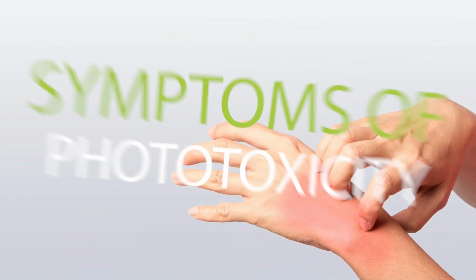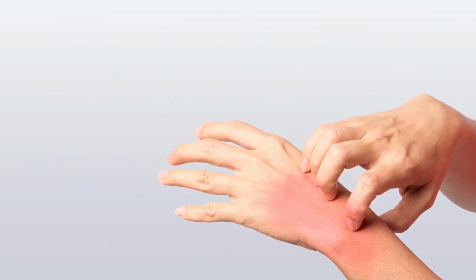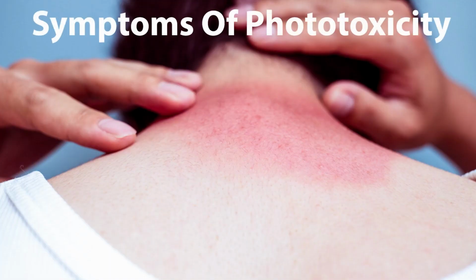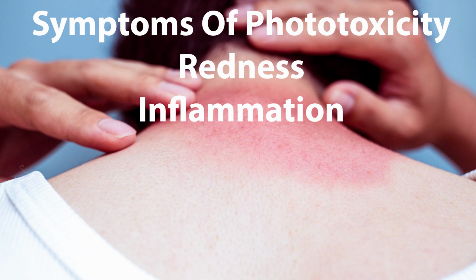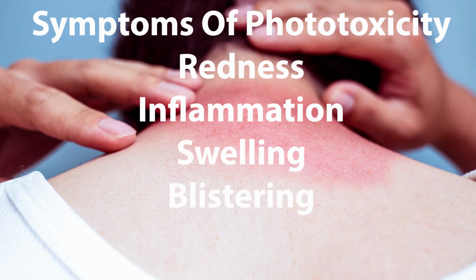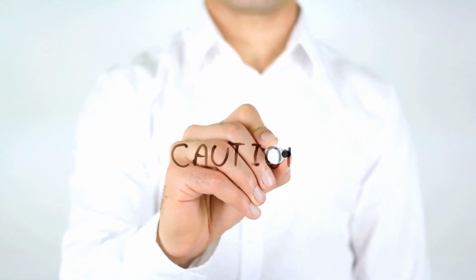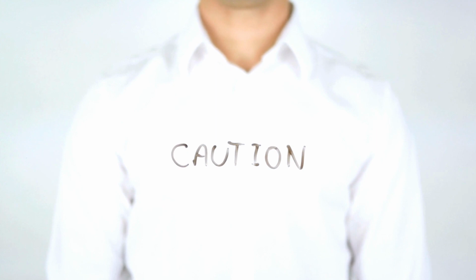Now let's look at the symptoms of phototoxicity. If you've ever experienced phototoxicity, you may have noticed some redness, inflammation, swelling or blistering, or even burns on the areas of the skin where you were exposed to both the essential oil and sunlight. It's really important to be aware of these reactions so that you can prevent this from happening, which could cause some severe harm to your skin.